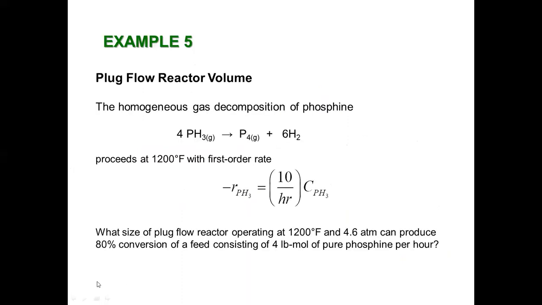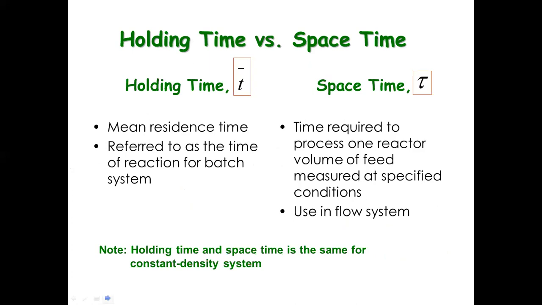And this is our last sample problem. And the last part in the slide is talking about the holding time and the space time. So for flow reactors, I'm referring to constantly stirred tank reactors and tubular reactors, we're using space time. In batch reactor, we're using holding time or residence time. And we normally represent it with a T or a T with a bar. That would be your holding time. The space time is represented by the tau.